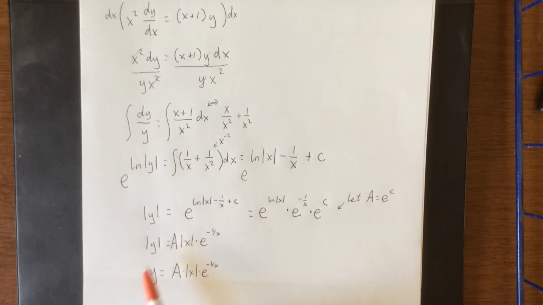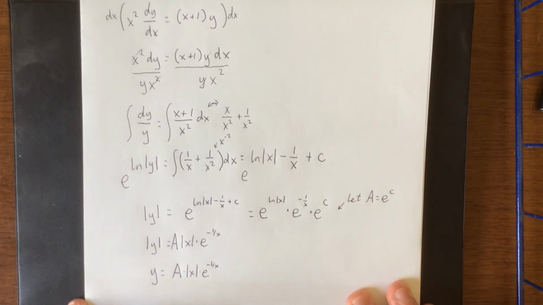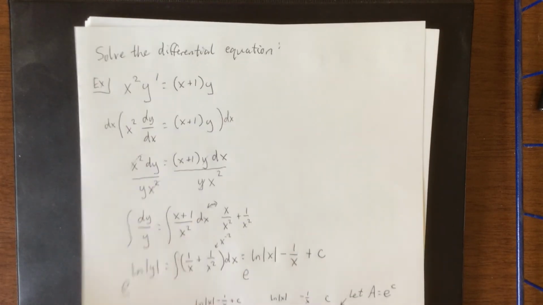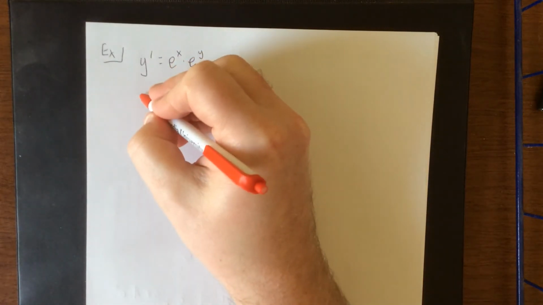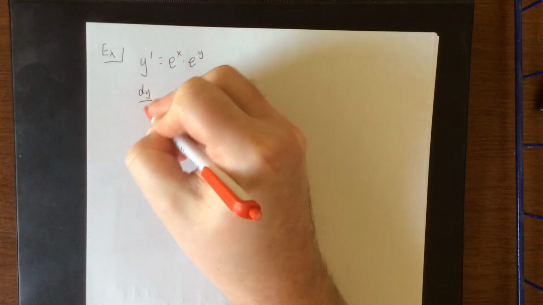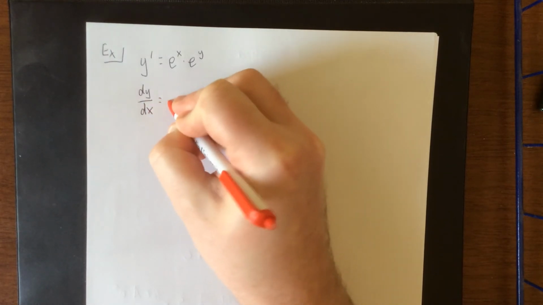And again, taking away the absolute value bars simply means that A could potentially be positive or it could potentially be negative. I guess it technically could be 0, but then this would be a really boring problem. Let's see if we can replicate this process one more time with one more example problem. See if I can scrounge one up. Oh, there it is. y prime is equal to e to the x times e to the y. So, first things first on this one, like we did for the previous problem, I'd like to refer to y prime as dy over dx.